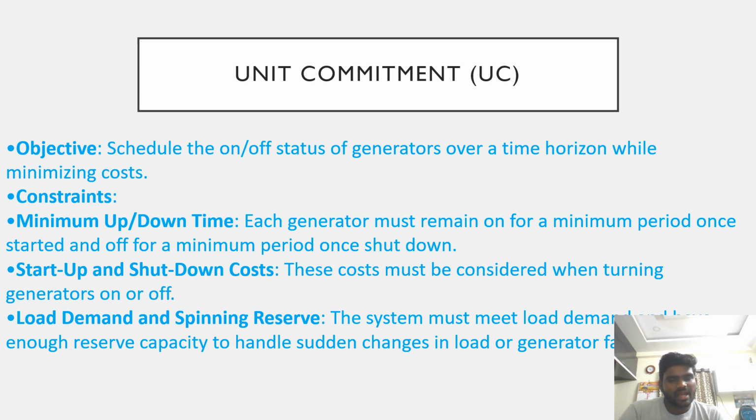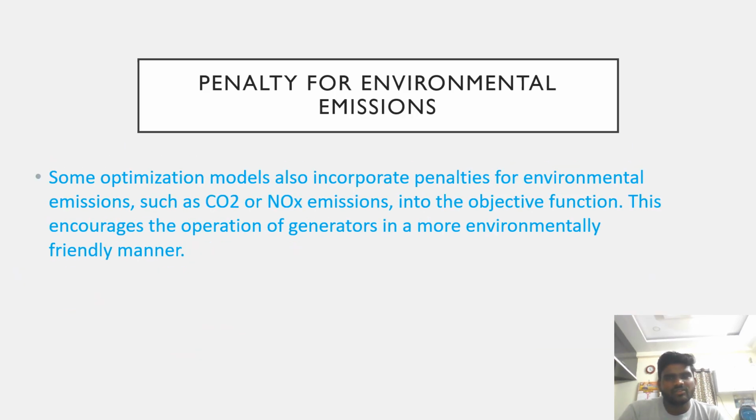So load demand and spinning reserve. The system must meet the load demand with enough reserve capacity to handle sudden changes in the load or generator failures. Then a penalty for environmental emissions. Some optimization models incorporate penalties for environmental emissions such as CO2 and NOx into the objective function. This encourages the operation of generators in a more environmentally friendly manner.